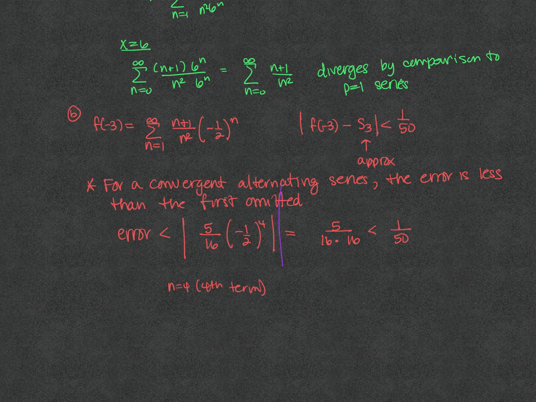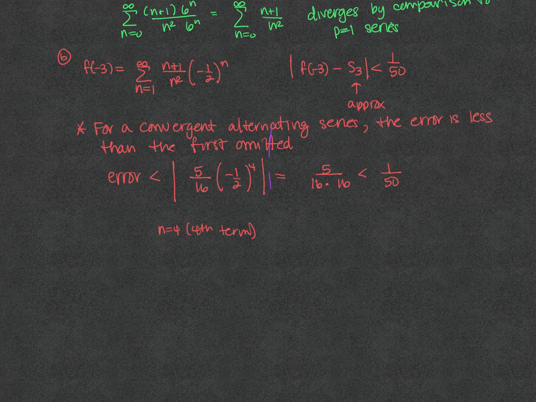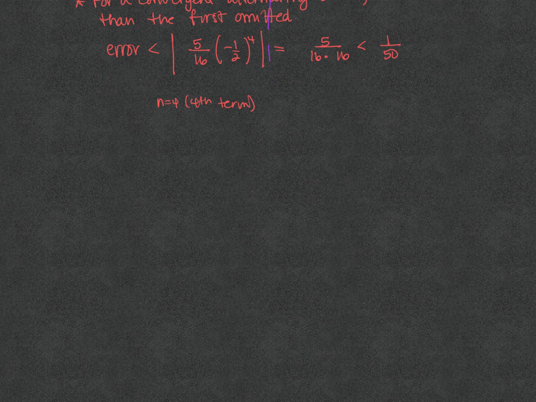So the first thing we wanted was the general term. So let's go ahead and write out what that is. So part C, we know that f is equal to this. And we're going back to the original f of x. Do not use f of negative 3 that we did in the previous part.